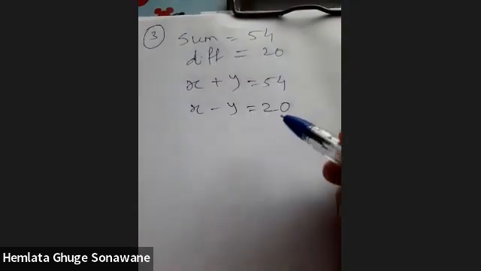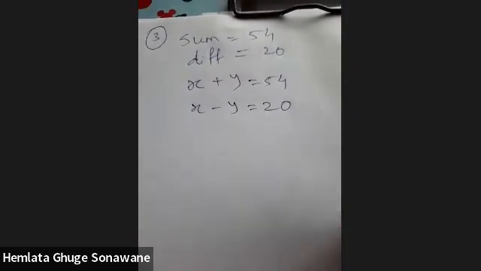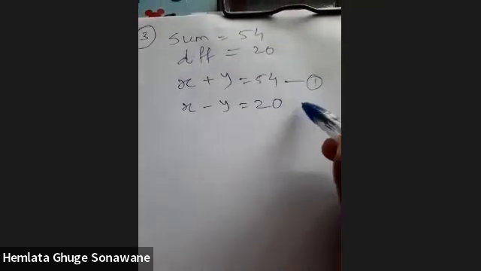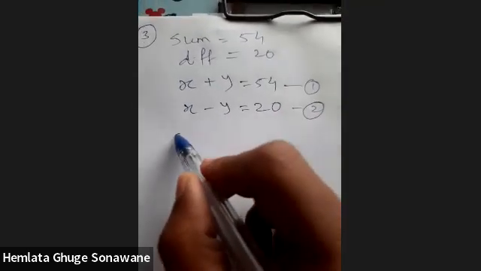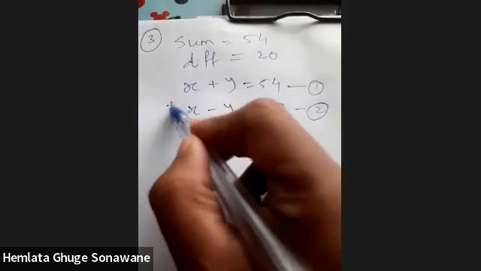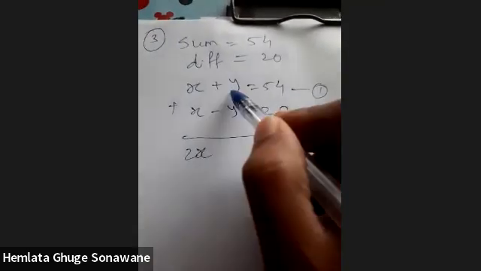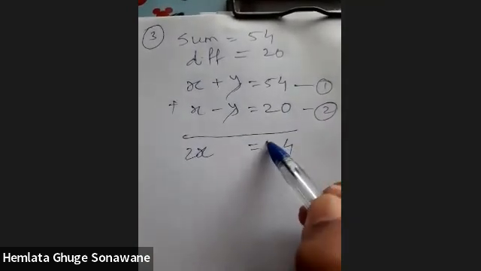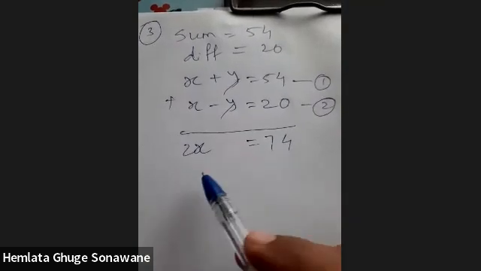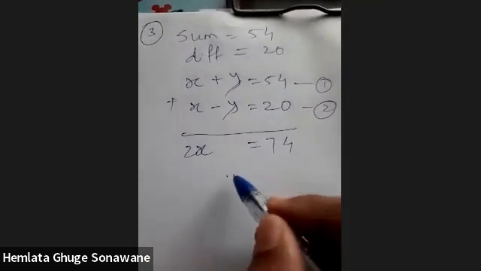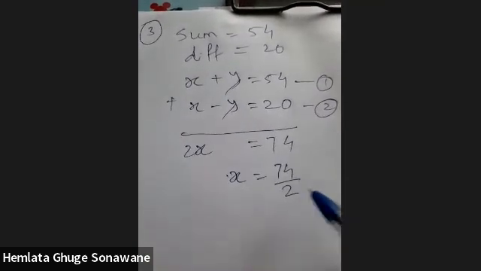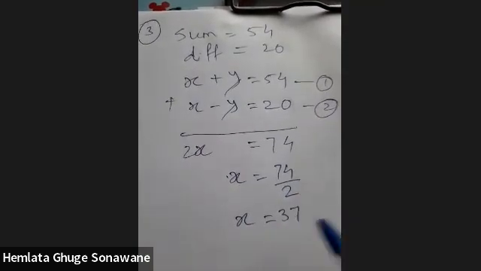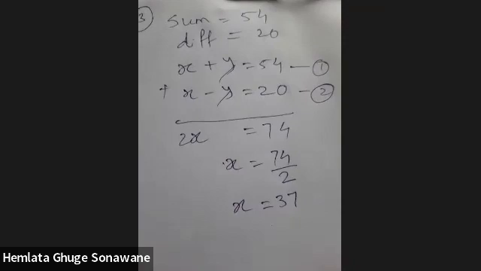Okay, then by adding both these equations we'll get value of x and y. If we'll simplify this, equation number 1, equation number 2, we'll add both these equations. So 2x, plus y minus y cancel, 74. Okay, we'll divide this. x is equal to 74 upon 2. So x is equal to 37. We'll get value of x as 37.